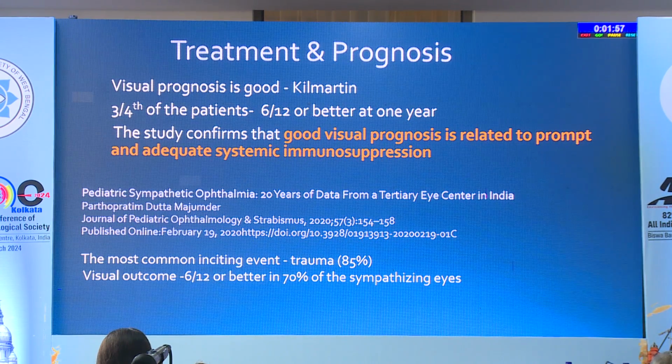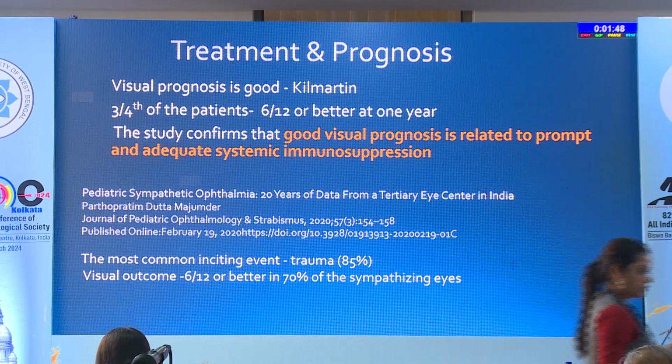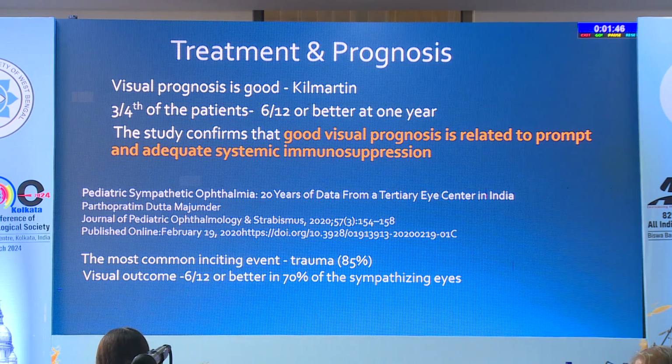The study from Kilmartin also confirmed that a good visual prognosis is related to prompt and adequate systemic immunosuppression. And one of the more recent studies by Dr. Partho Majumdar on pediatric sympathetic ophthalmia also showed that the visual outcome even in children is very good, with them achieving 6/12 or better vision in 70% of the sympathizing eyes.